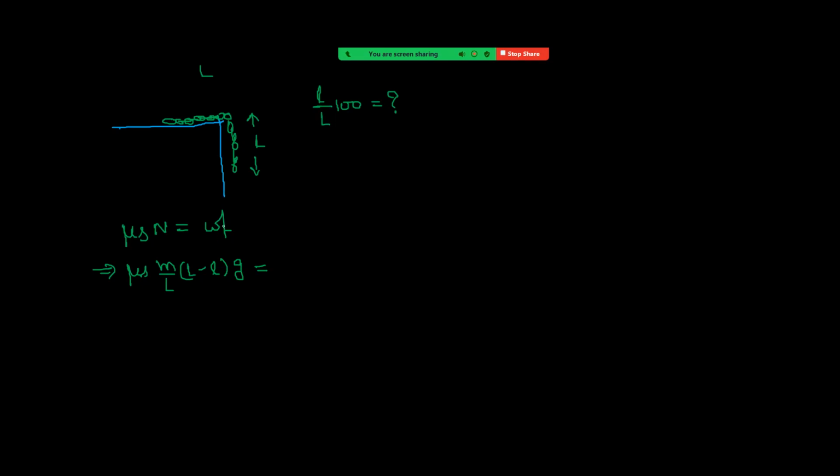So why we are equating means chain is about to slip. About to slip means friction will be limiting value. Okay. So this weight is now again M by L, mass per unit length, into length of the hanging part into g. Okay. Now see here remaining calculation part. So here M by L cancel, g cancelled. Now what we have to calculate?